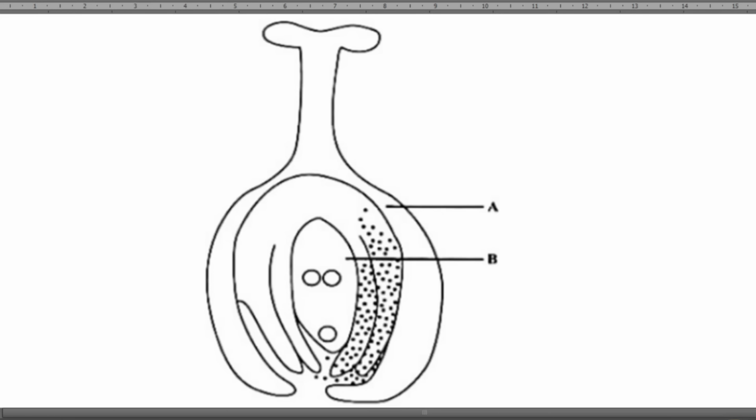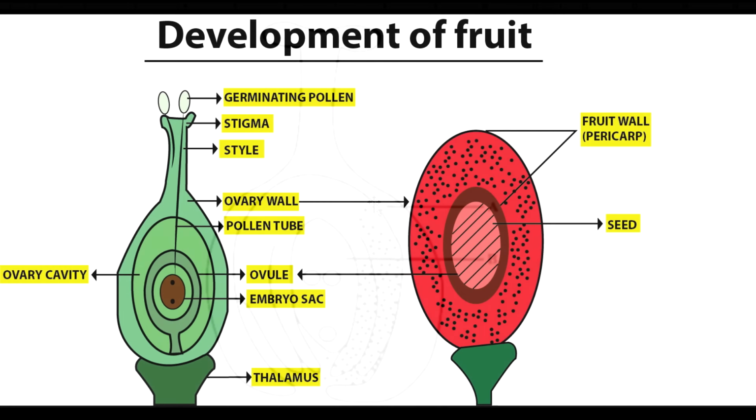And here we could see this is an ovary, and we're going to have two parts labeled A and B. So just to note, what is A and B, right? A is actually the ovary, and after fertilization, this ovary becomes the fruit, and the ovary wall becomes the flesh of the fruit, what we call the pericarp.